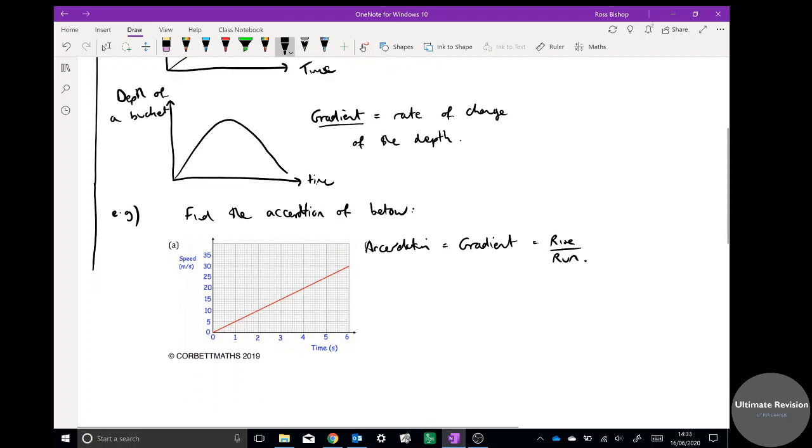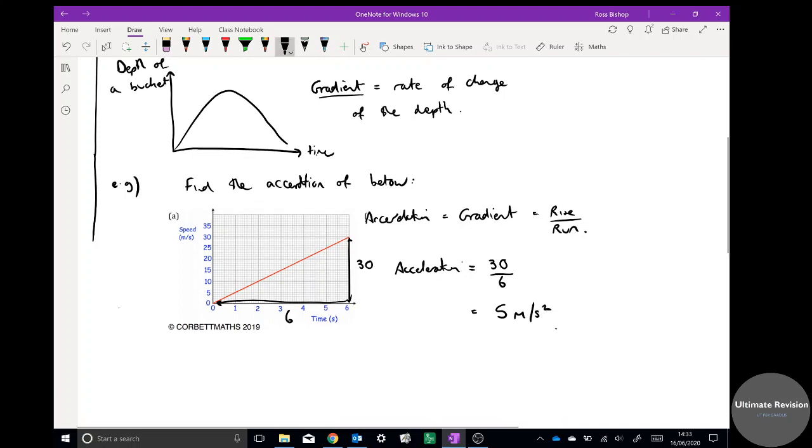Now this is a straight line, so I can do that quite easily. Best thing to do is to draw the lines which are really easy to count. So I'm going to go all the way to the end there, and then all the way there, and the rise there is 30 and the run is 6. So the acceleration is the rise, which is 30, over the run, which is 6, which equals 5. And then I need to get the units right. It's meters per second, so meters per second squared, and that would be my answer. Because it's a straight line, the gradient will be 5 meters per second squared anywhere on that straight line.